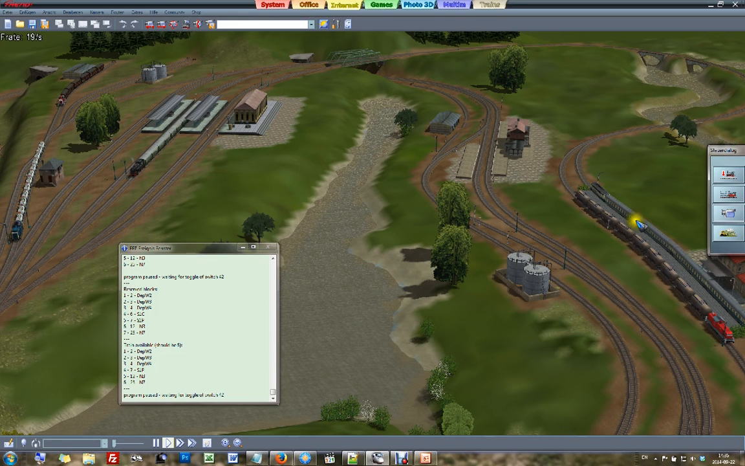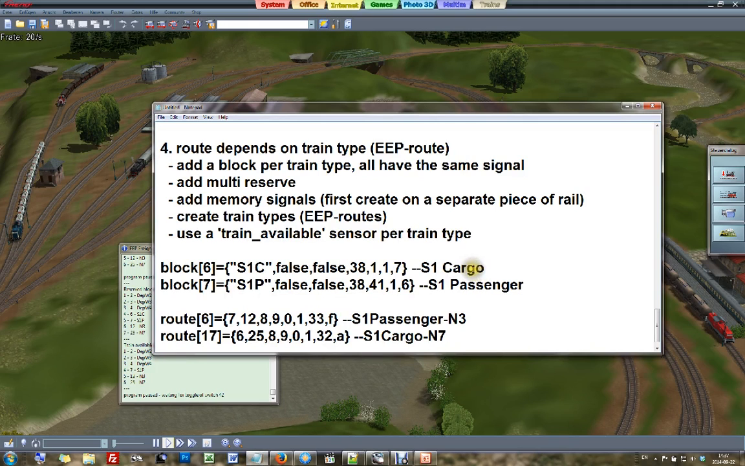So I need to know here if this is a passenger train or a cargo train. If it is a passenger train, it can only get a route to 3 or 4. And if it is a cargo train, it can only get a route to 6 or 7. Well, how can I do that? That is not very difficult.